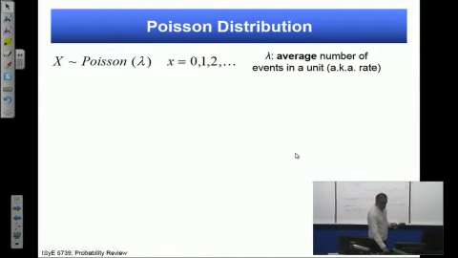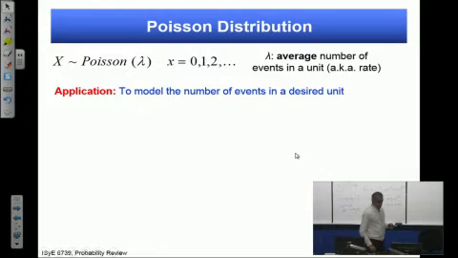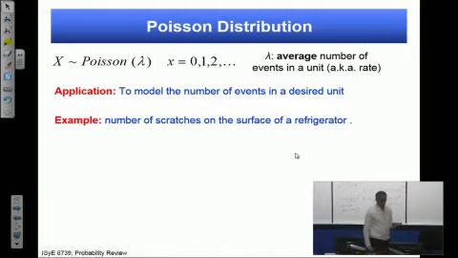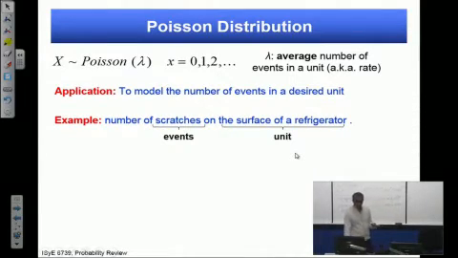So in that case, to model the number of events in a desired unit, you use Poisson. One example is the number of scratches. That's the event. And our desired unit here is the body or surface of one refrigerator. So every time you see this structure, we likely can use the Poisson distribution. Poisson distribution has one parameter, which is lambda, and lambda is the average number of events in a unit.